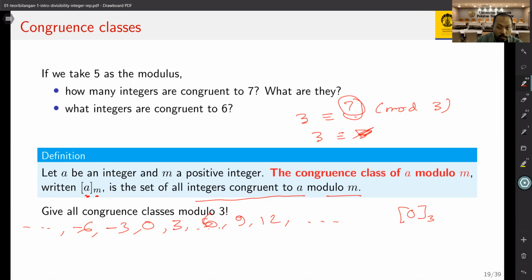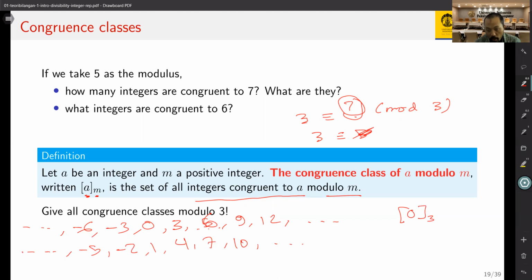We still have some integers not included here, right? So for example, let's start with 1. What integers will be in the same class as 1, modulo 3? 4, 7, 10. Correct. Right, 4, 7, 10, and so on. And this is minus 2, minus 5, and so on.